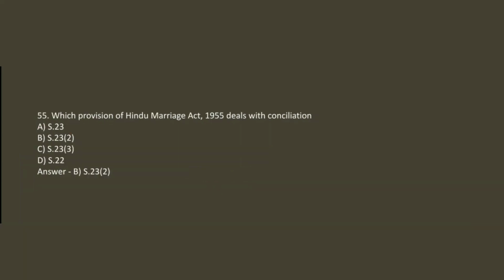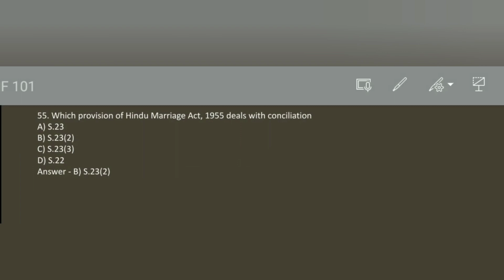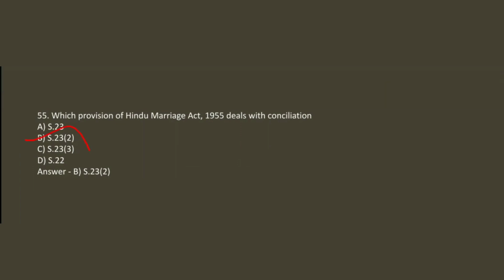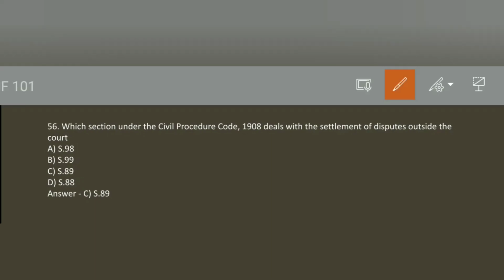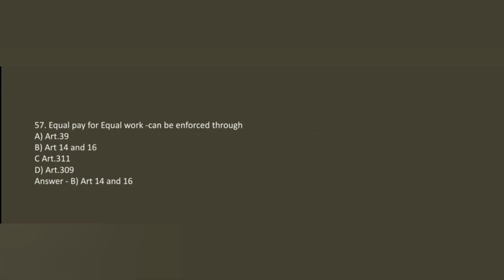Next question. Which provision of Hindu Marriage Act 1955 deals with conciliation? Correct answer option B, section 23 clause 2. Next question. Which section under the CPC 1908 deals with the settlement of disputes outside the court? Correct answer option C, section 89.